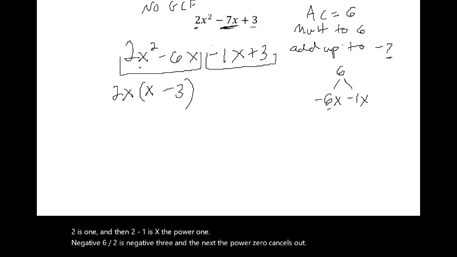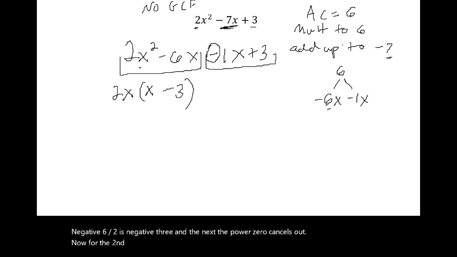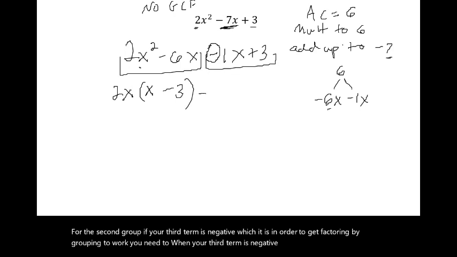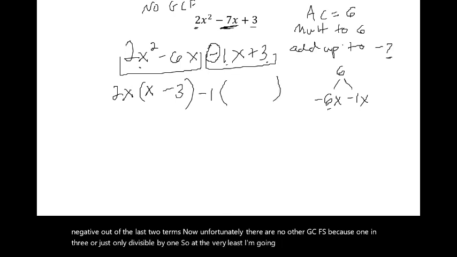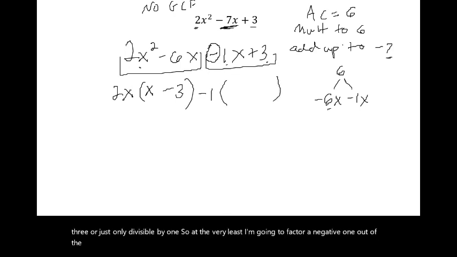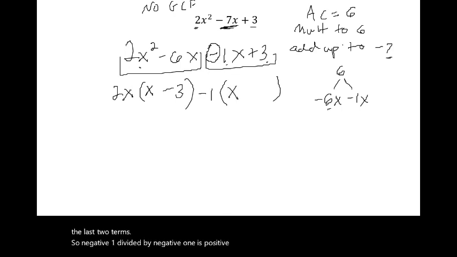Now for the second group, if your third term is negative, which it is, in order to get factoring by grouping to work, you need to factor out a negative out of the last two terms. Now, unfortunately, there are no other GCFs because 1 and 3 are only divisible by 1. So at the very least, I'm going to factor a -1 out of the last two terms. So -1 divided by -1 is positive 1x. And then positive 3 divided by -1 is -3.